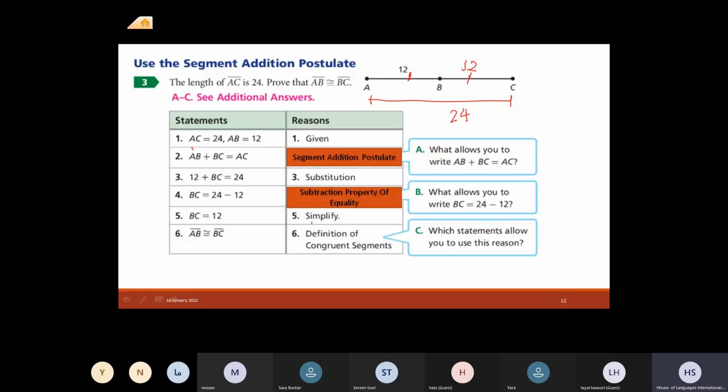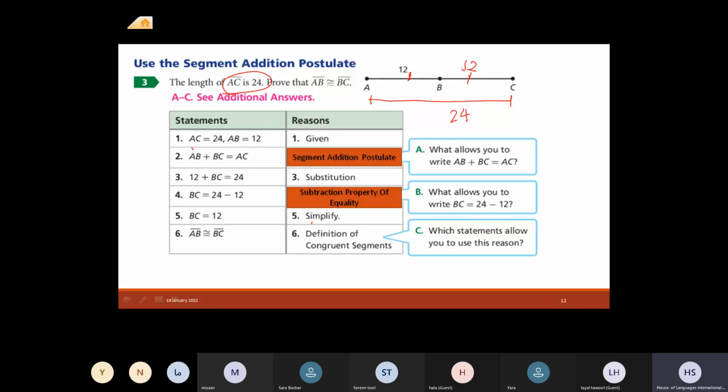What do you mean? What do you want? But now I want to rewrite these numbers in two columns. What will you say? You will say, write your steps. Good job. The first thing you will say, AC is 24 and AB is 12. They are given. I put beside them, given.